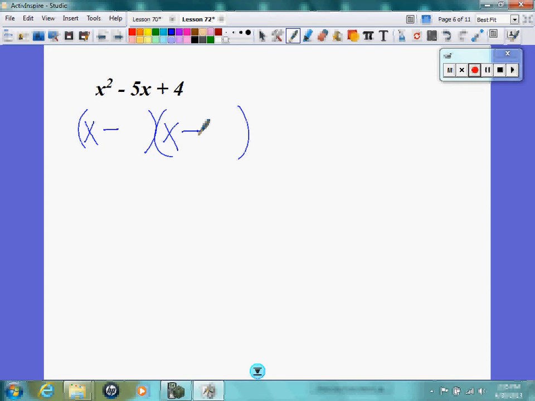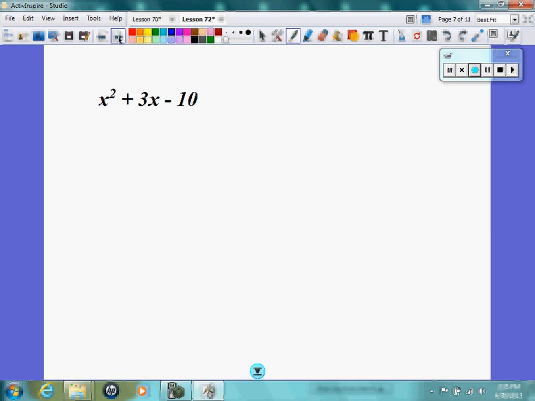And now we look for factors of 4 whose sum again is 5. Okay, so we have 1 times 4. Well, their sum is 5, so we put a 1 and a 4. So there are our binomial factors of that trinomial. If we multiplied this out by FOIL, we would in fact get x squared minus 5x plus 4.